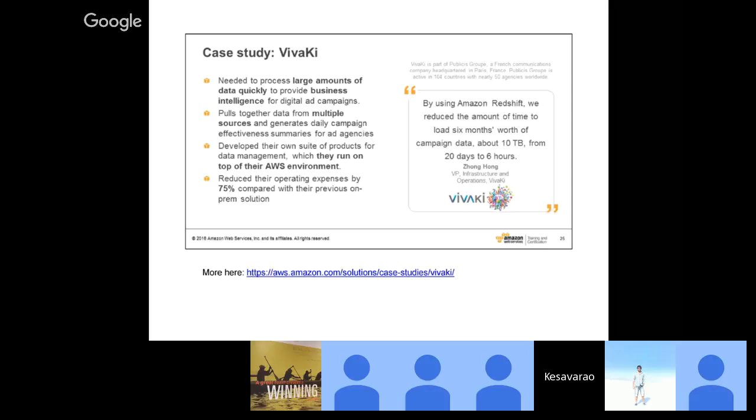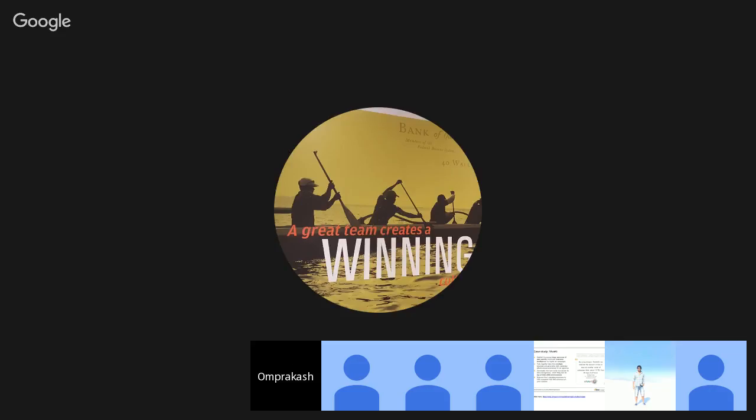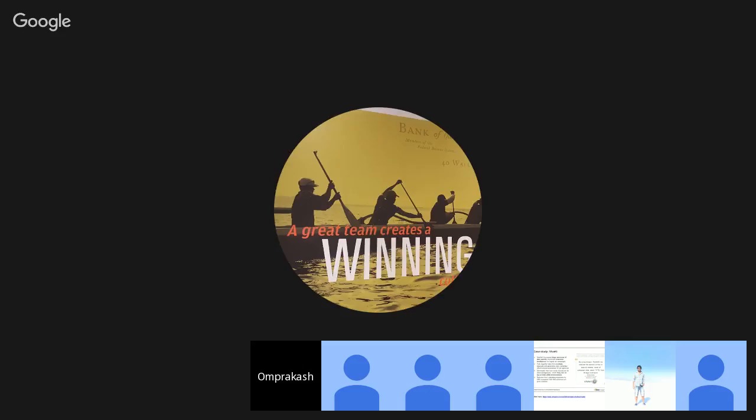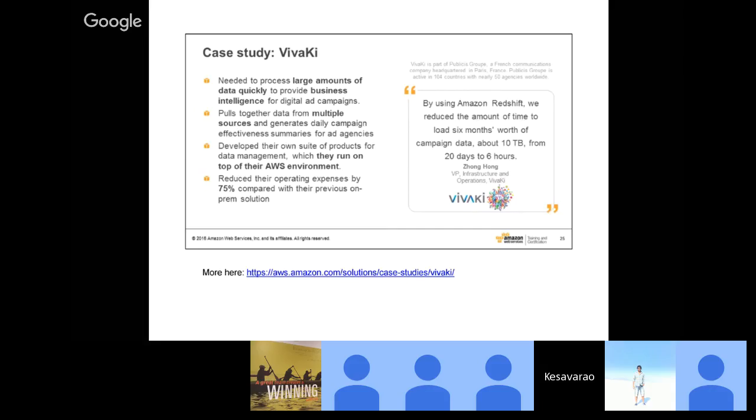And they developed their own suite of products for data management, and they reduced their operating expense by 75% compared to their on-prem solution. So this is to showcase how much savings you could make with on-premise versus AWS cloud. This is what they showcase, because on cost savings, generally they say there is at least one-tenth cost saving, but 75% is insane. So some companies are able to do that.